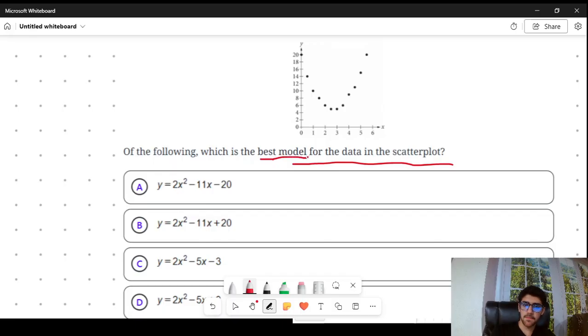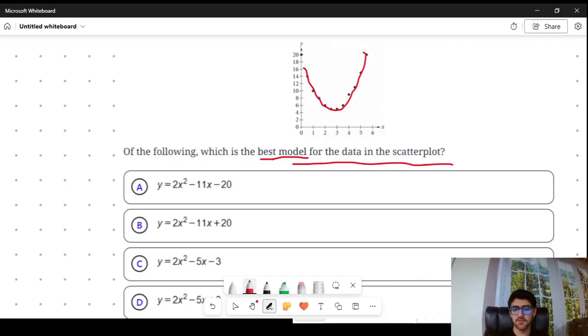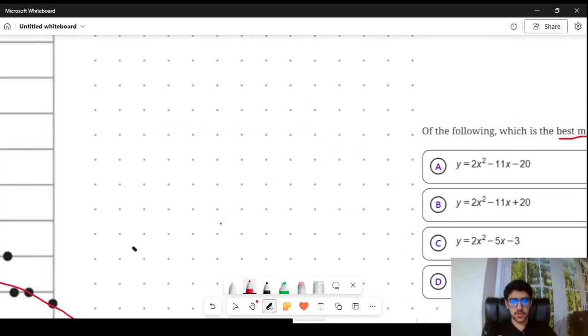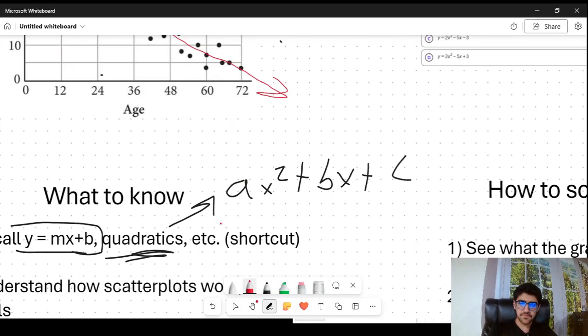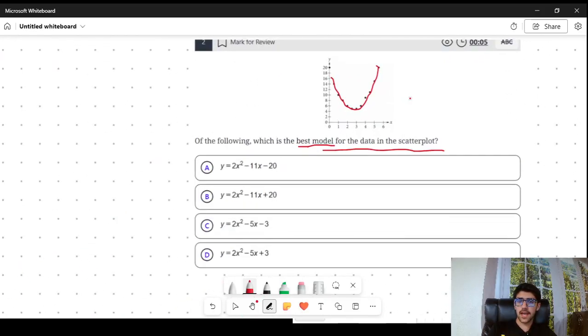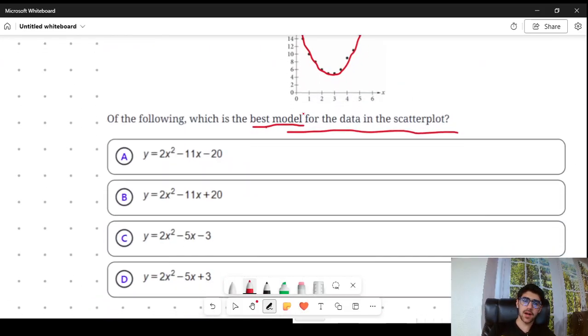Because it says the best model, you automatically think line of best fit. So which one kind of looks like that? Basically, that is what it's asking for. So you could technically plug them into Desmos, look at each one and determine which one. Or you could just, with this form, ax squared plus bx plus c, look at this one: okay, it's upright, so a has to be positive, but every single one is positive. So that's not going to help us that much. On some questions it might, but for this one it doesn't, because all of them are positive.